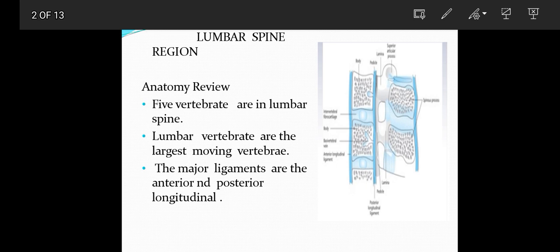It is a common area for back pain and injuries due to its role in supporting the body and its flexibility. Lumbar spine anatomy review: the five vertebrae are in the lumbar spine. Lumbar vertebrae are the largest moving vertebrae. The major ligaments are the anterior and posterior longitudinal ligaments.